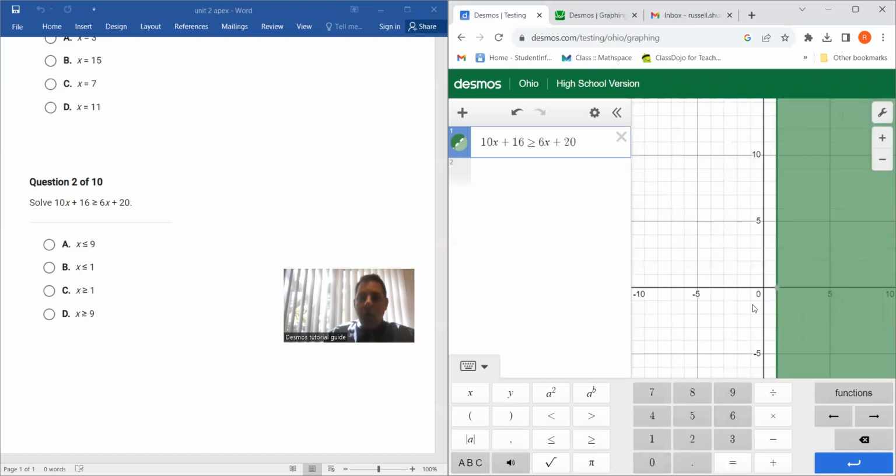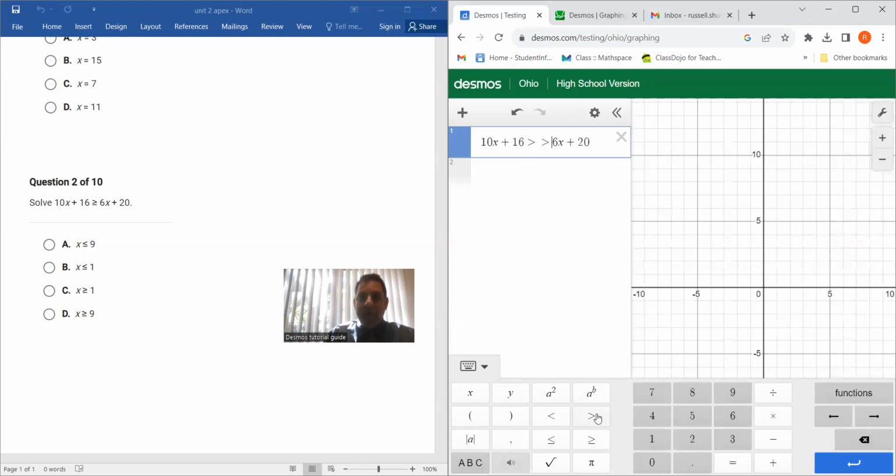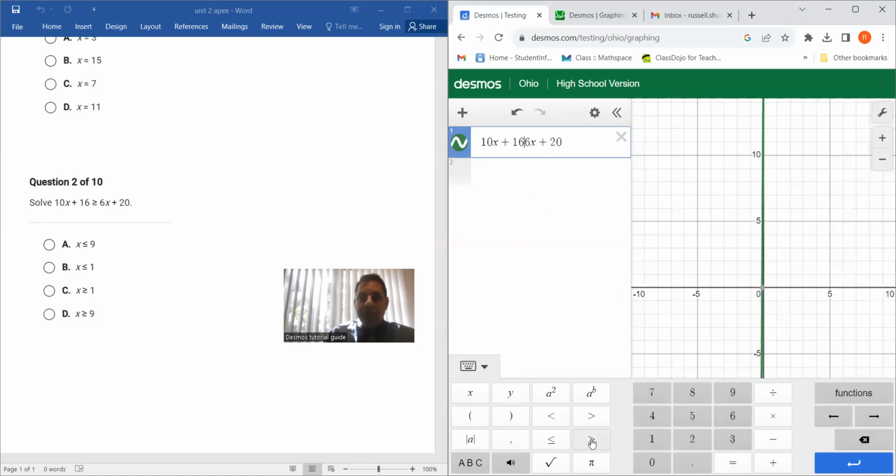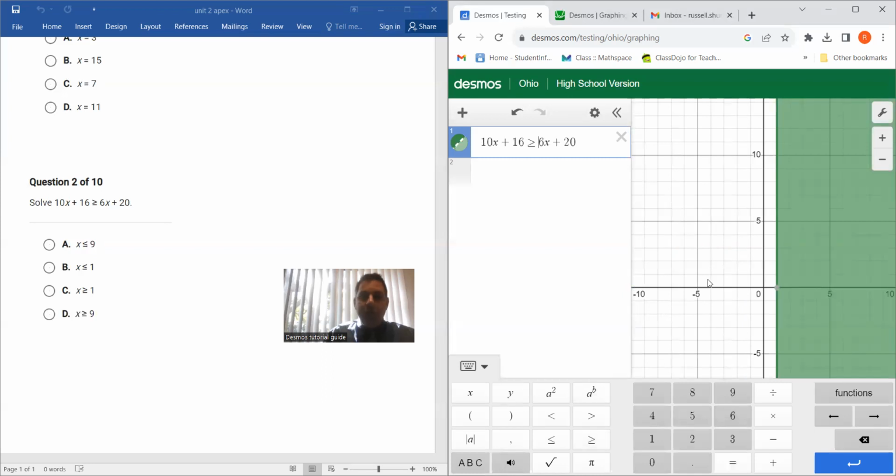And since it's an inequality, it's going to shade the right way. Now, solid lines refer to the equals to. I'll just show you this, a greater than symbol. Notice how the greater than without the equals turns it to a dashed line. So just notice those differences that Desmos will do for you.